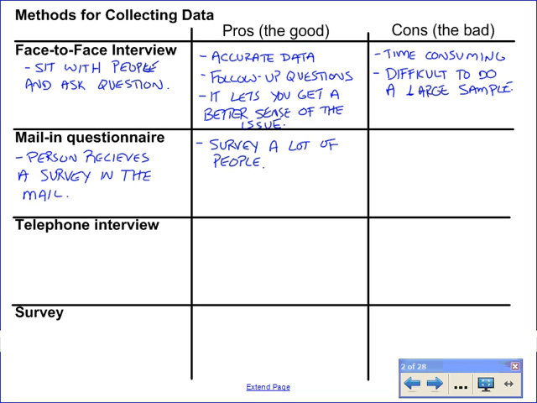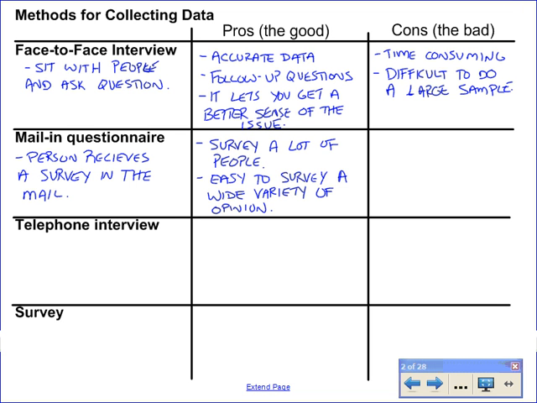Okay. What else is good about this? Easy to survey a wide variety. So if you didn't want to leave Ontario, but you wanted to interview people in BC, you could just simply do a mail-in questionnaire. Easy to survey a wide variety of opinion. So you can do different regions.